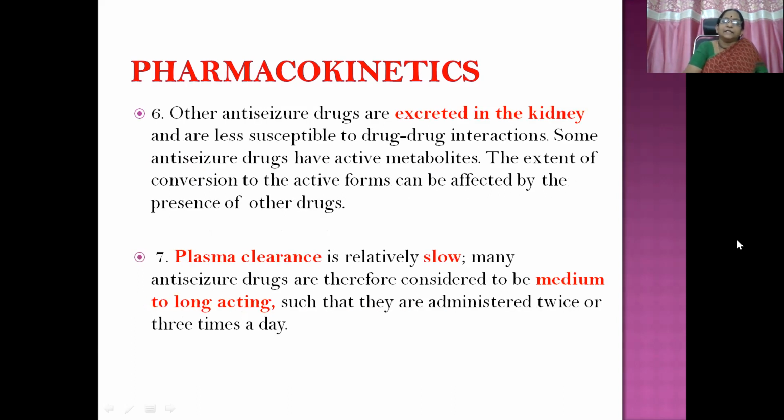Other anti-seizure drugs are excreted in the kidney and are less susceptible to drug-to-drug interactions. Some have active metabolites, and the extent of conversion to the active forms can be affected by the presence of other drugs. Then plasma clearance is relatively slow. Many anti-seizure drugs are therefore considered to be medium to long-acting, so they can be administered twice or thrice a day.